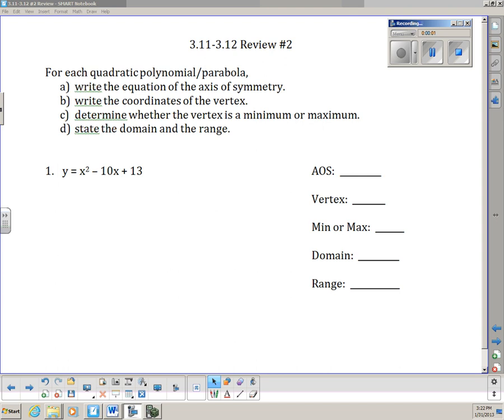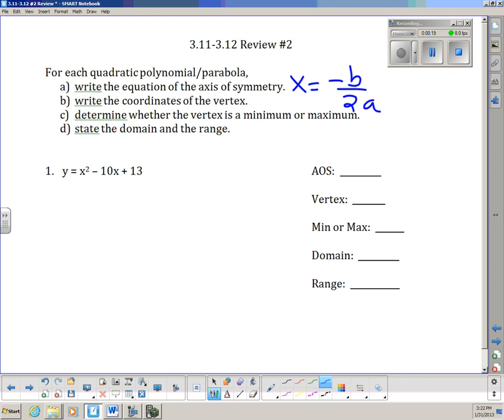All right, so this is going to be the review sheet for the quiz for tomorrow. And definitely use your calculator. That's probably really helpful. So the idea is for this particular quadratic, what we're going to do is write the equation of the axis of symmetry. Don't forget that the axis of symmetry is the equation x equals negative b over 2a.